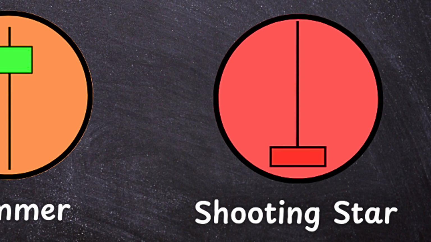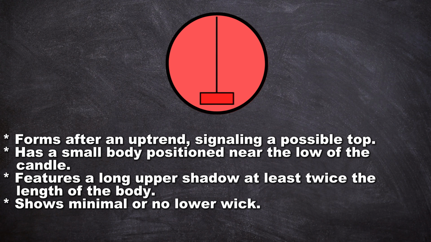Shooting stars appear after uptrends and signal potential bearish reversals. They have small bodies positioned near the bottom of the candle, long upper shadows that extend at least twice the length of the body, and little to no lower wicks. The long upper shadow shows that buyers pushed the price higher during the session, but sellers stepped in and drove the price back down, closing near the low.